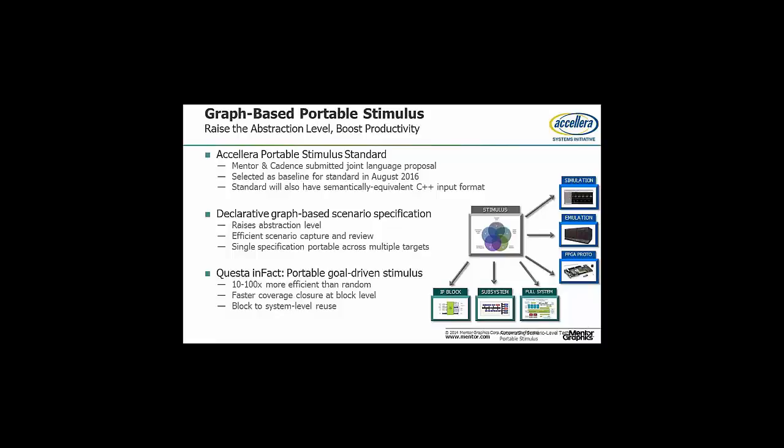So to summarize here, by using a declarative graph-based method to specify scenarios, we can raise the abstraction level to efficiently capture scenarios, and anyone can review them easier than reading UVM code. And this also makes the specification portable across multiple targets, from simulation, emulation, FPGA prototyping, embedded software.